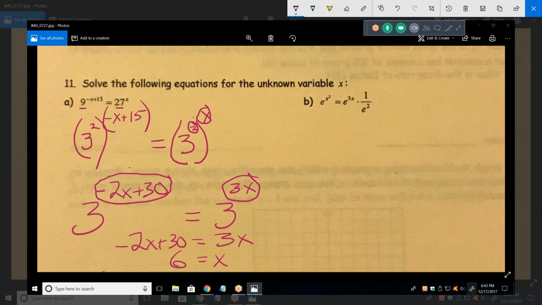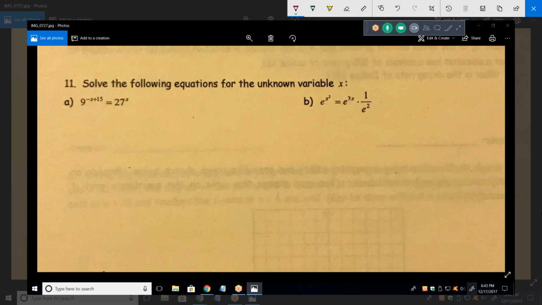And if I put 6 in there, then it'll be 9 to the 9th power is equal to 27 to the 6th power. And that's a true statement. Your calculator will verify that statement. That's the easy way to do it, without logs. It gets harder.